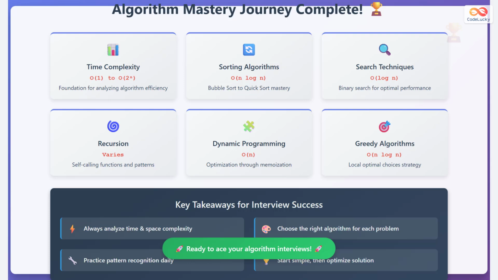Key takeaways for interview success include always analyzing time and space complexity of your solutions. Choose the right algorithm for each specific problem based on constraints and requirements. Practice pattern recognition daily to quickly identify solution approaches. Start with simple brute force solutions, then optimize using appropriate techniques. You're now ready to ace your algorithm interviews with confidence and systematic problem-solving skills.